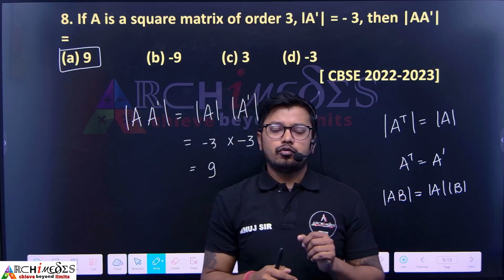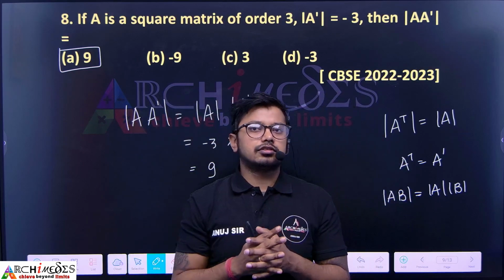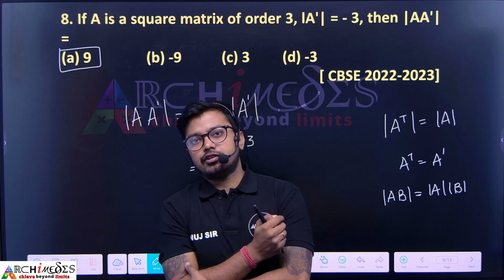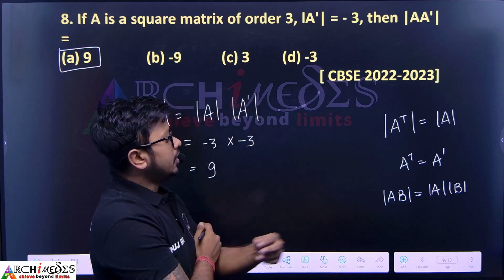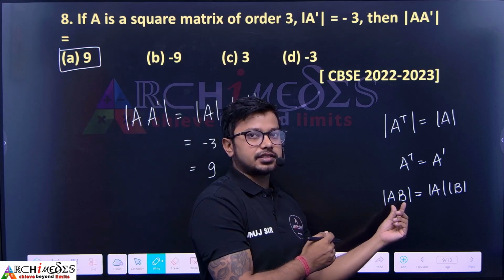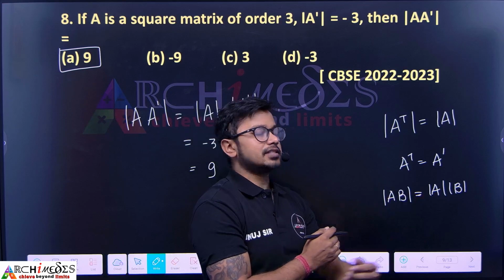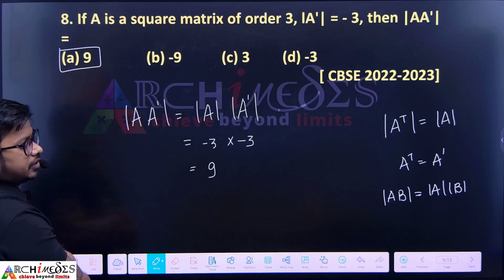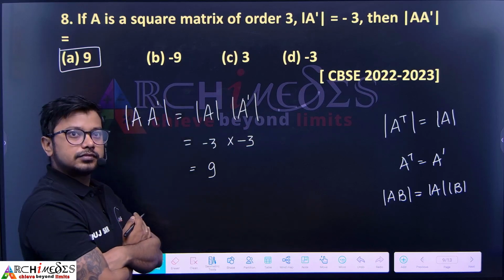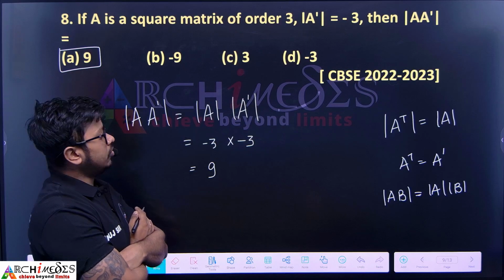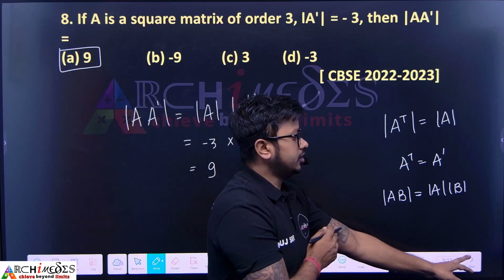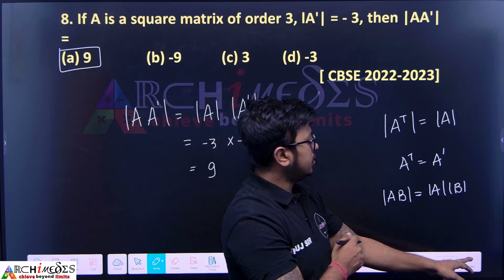That means whatever the matrix's determinant value is, the determinant value of its transpose matrix is the same. And another: if you multiply two matrices and find the determinant, it is the same as the determinant of A times the determinant of B. Clear? Both are of the same order. Any doubt up to here? Clear? So any doubt?